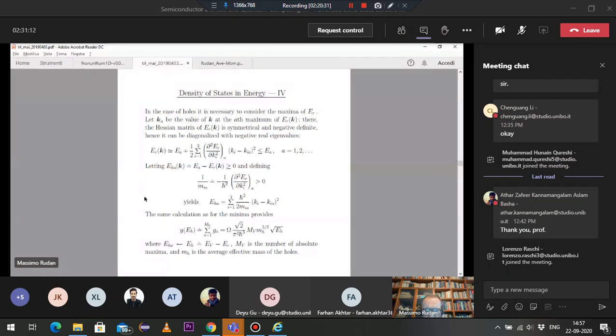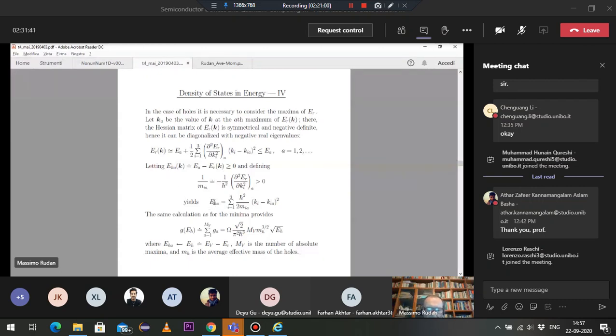All the other part of the analysis is identical. We define, be careful, we define a quantity that we call E sub HA as the maximum E sub A minus the branch. So this difference is never negative, okay?